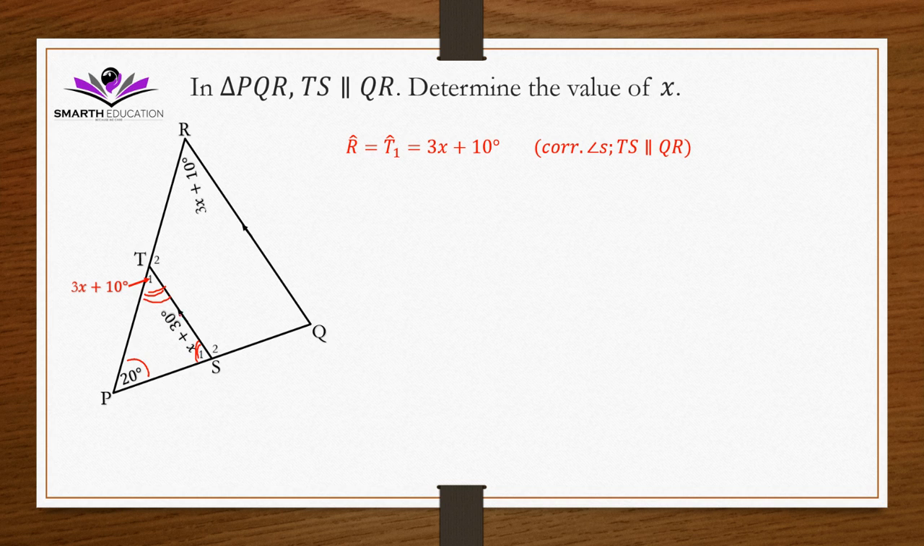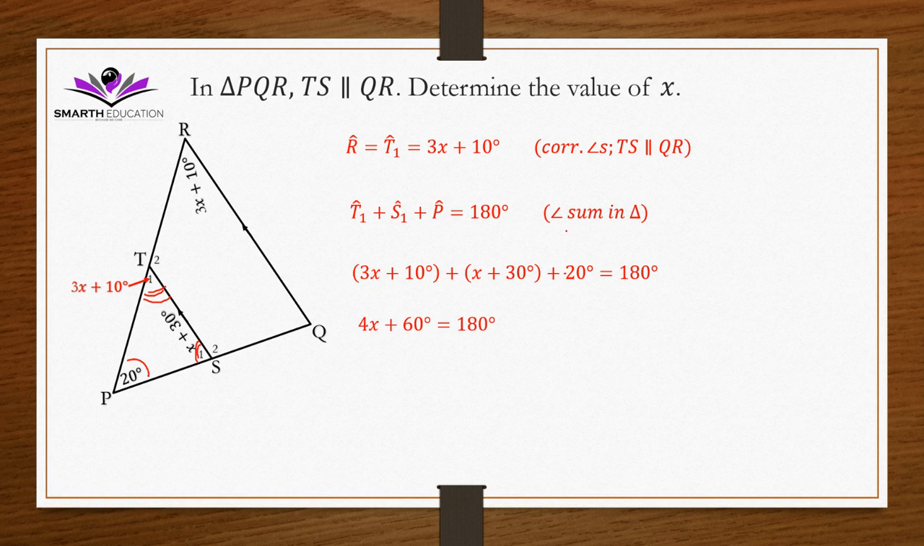So angle T1 plus angle S1 plus angle P is equal to 180 degrees, by the angle sum in a triangle. Let's substitute what we have there. Okay, we substituted there. And then we can collect the like terms. 3x plus x, that's 4x. Then 10 plus 30 degrees, that is 40 degrees. 40 plus 20, that's 60 degrees.